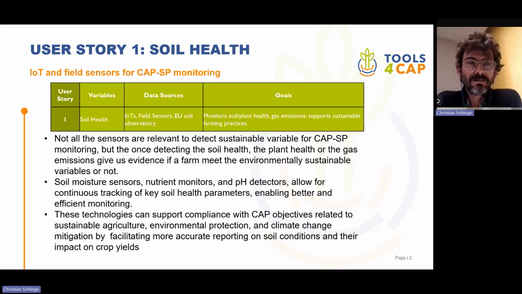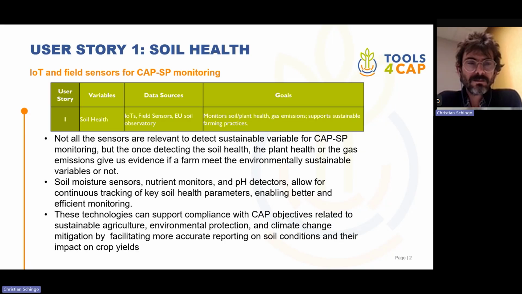This is a little schema taken from the previous table. Here are the variables that we take into consideration in soil health. The data sources that are useful to detect these variables are, of course, IoTs and field sensors, and we also use the soil observatory, as we see later on. The goals are to monitor the soil and plant health, gas emission, and support sustainable farming practices.